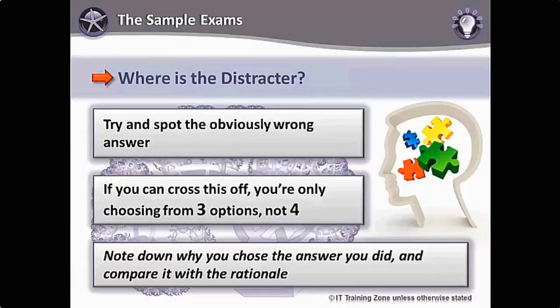Lastly, where is the distractor? Try and spot the answer that is obviously wrong. If you can cross this off, you're only choosing from 3 options, not 4. Again, make a note of why you think it's the distractor and compare your thinking to the examiner's rationale.